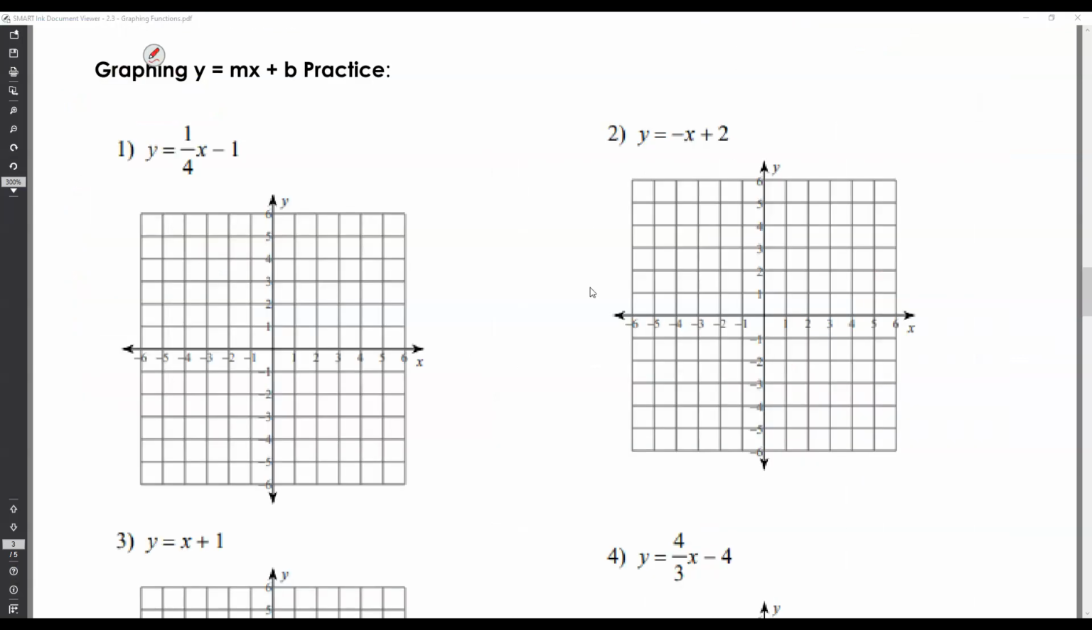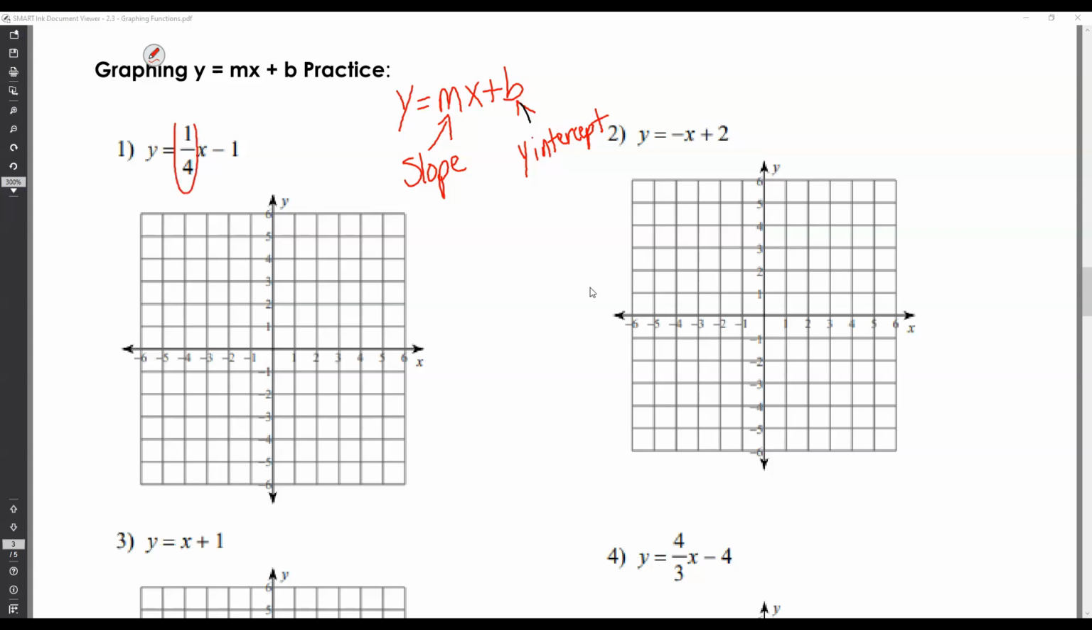All right, and just one last type of problem that I'd like to look at, a little review from last year. The general equation of a line is y equals mx plus b, where m represents your slope. Your slope is how your line moves on the graph. And b happens to be your y-intercept. Your y-intercept is where your graph begins.